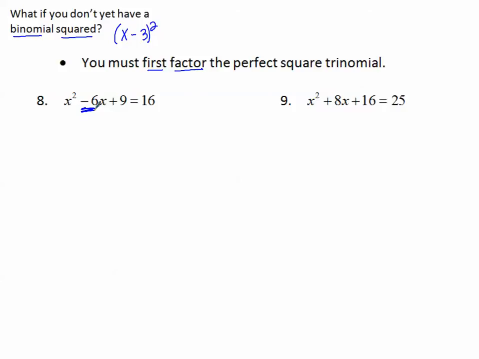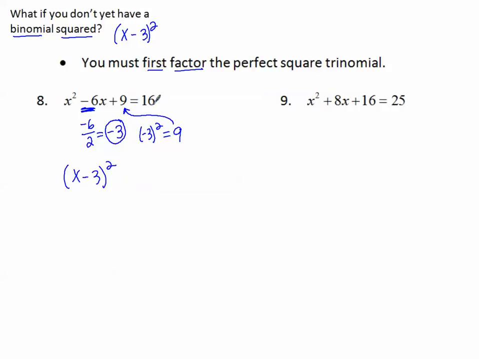We looked at the x term. Negative 6 is the coefficient. We divided it by 2, negative 3. This was the number we used in our factor, so x minus 3 squared. Now we should always check that we actually have a perfect square trinomial. So negative 3 squared equals 9, and 9 is the constant in the trinomial. So yep, we have a perfect square trinomial that can be factored into this binomial squared.